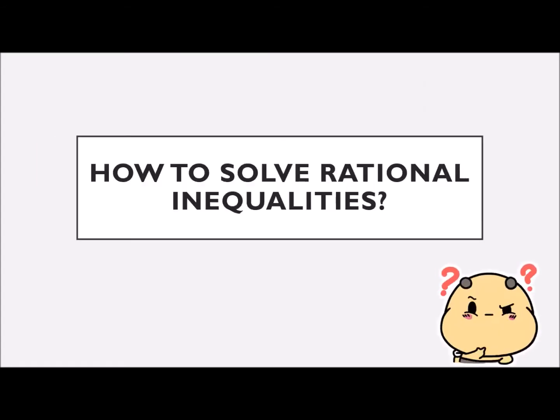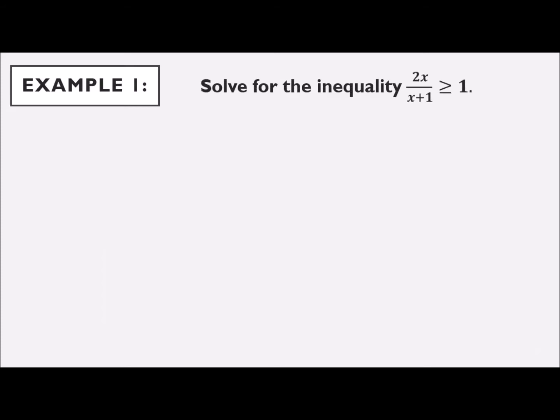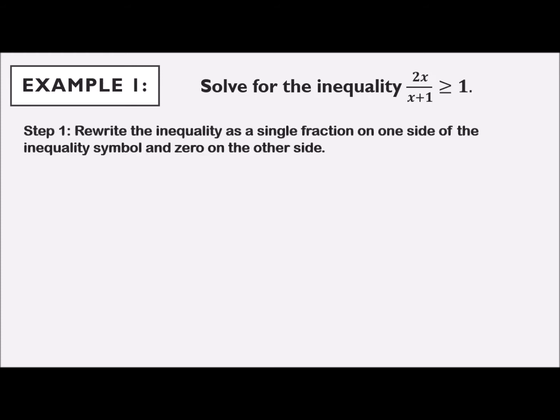Now, how to solve the rational inequalities? Let's take note of the step-by-step process. In every book, syempre may iba't iba namang ways on how to solve this. But I would like to share with you kung paano ko siya mas lalong naiintindihan. So solve the inequality 2x over x plus 1 is greater than or equal to 1. So the first thing in mind, we need to rewrite the inequality as a single fraction on one side of the inequality symbol and 0 on the other side.